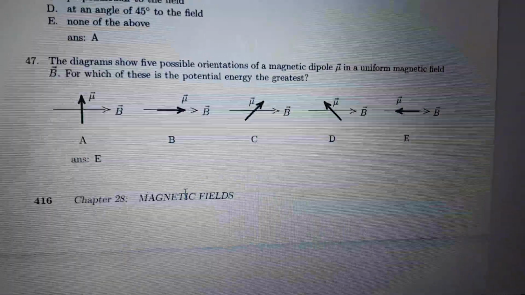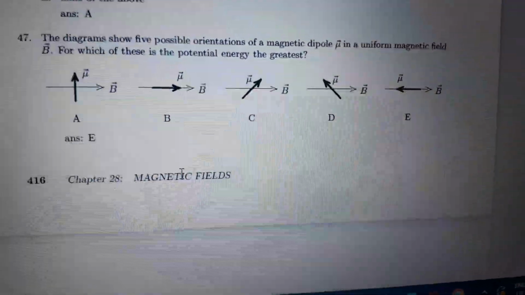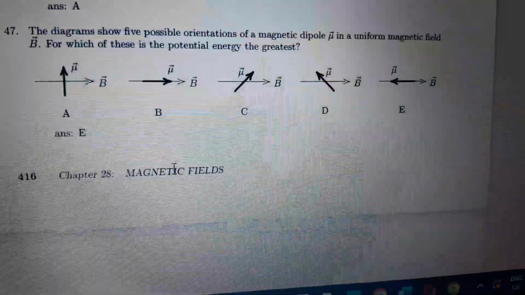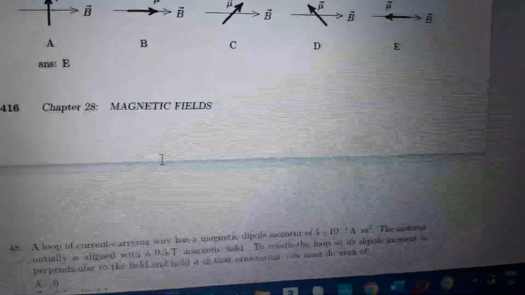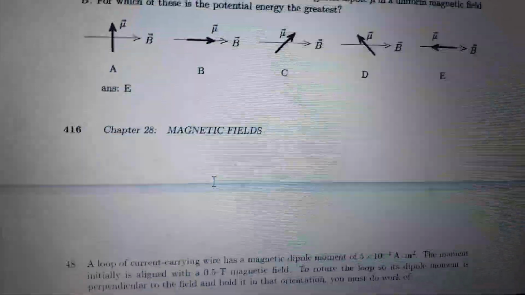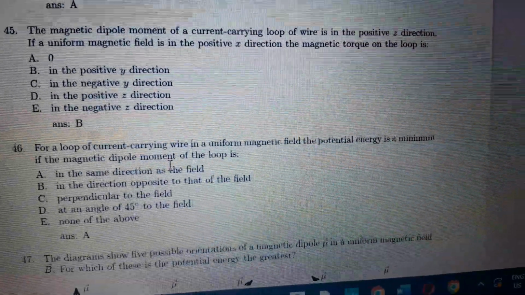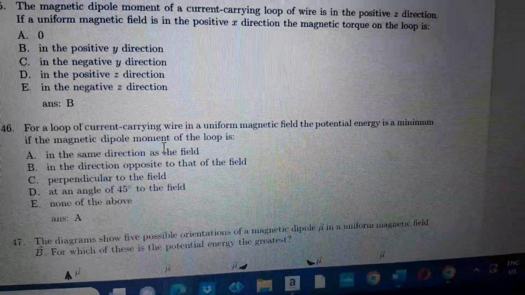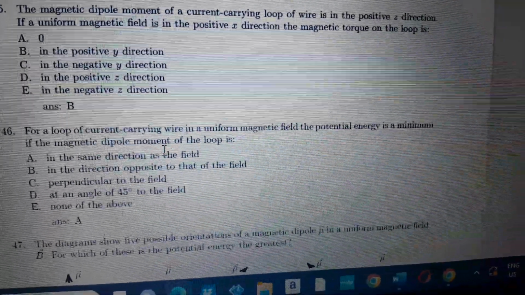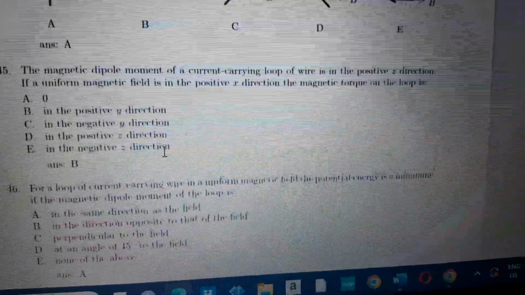The diagram shows 5 possible orientations of a magnetic dipole in a uniform magnetic field B. For which of these is the potential energy the greatest? E, pointing along the negative x-axis. For a loop of current carrying wire in a uniform magnetic field, the potential energy is a minimum if the dipole moment of the loop is in the same direction as the field.